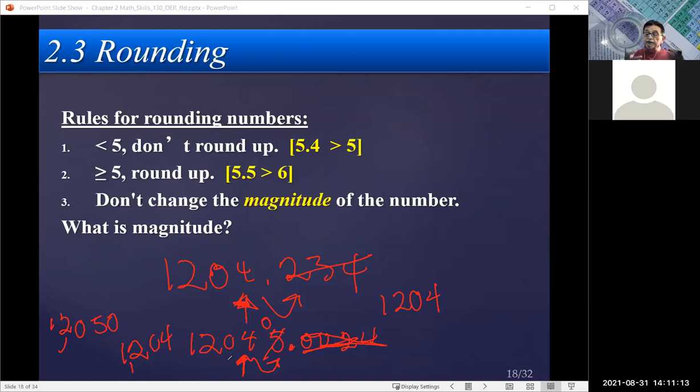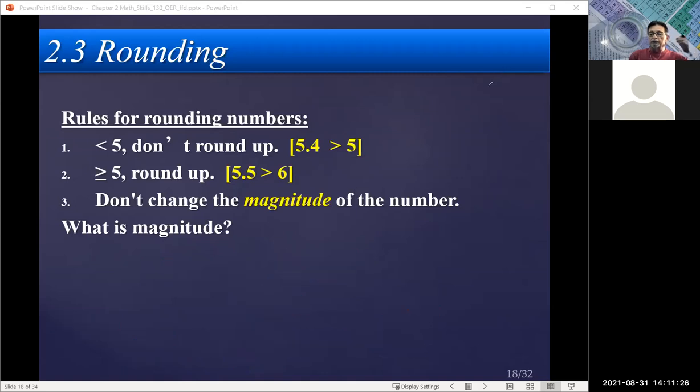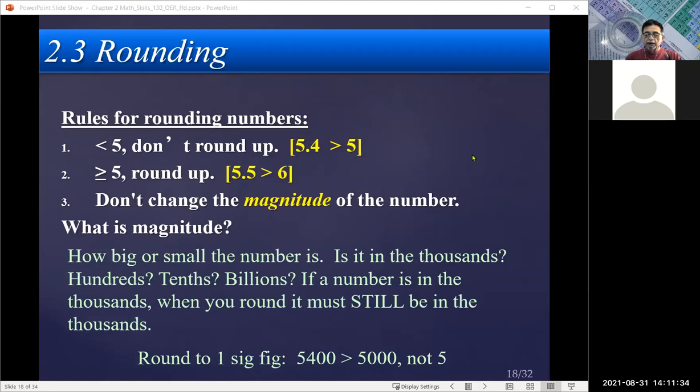We have changed the magnitude. You don't want to change the magnitude. So anytime you get ready to round up numbers, you have to determine the numbers in front of the decimal point, look at the magnitude of the number that you have, so you can still maintain the same magnitude. Okay.